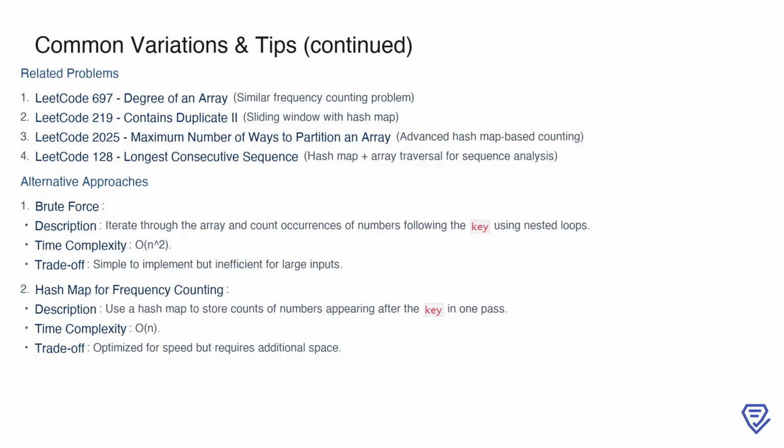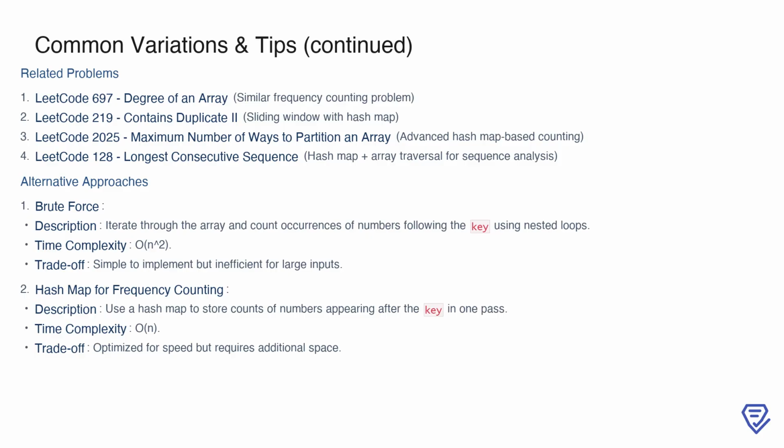To deepen your understanding of this problem, you can explore related problems that share similar concepts. For instance, LeetCode 697, Degree of an Array, involves frequency counting, while LeetCode 219, Contains Duplicate II, applies a sliding window technique with a hash map. LeetCode 2025, Maximum Number of Ways to Partition an Array, is an advanced problem that also uses hash map-based counting, and LeetCode 128, Longest Consecutive Sequence, combines hash maps with array traversal for sequence analysis.